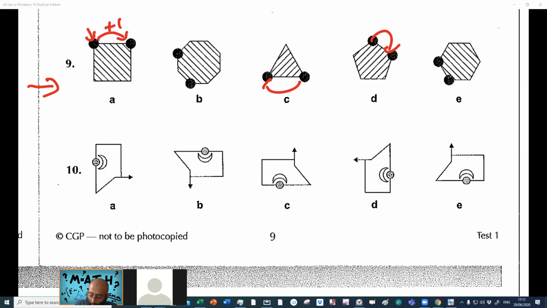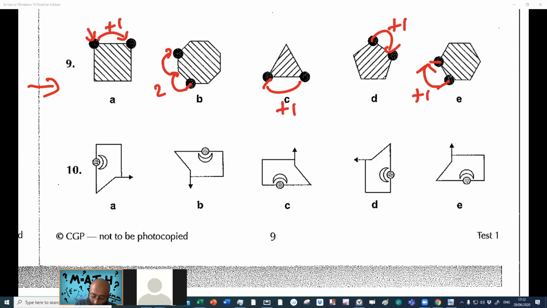They're all from one corner to the next corner. But if you look at B, from here, the next corner is there. So they've gone 2 corners, whereas all the others have gone 1. So the answer has to be B for number 9.